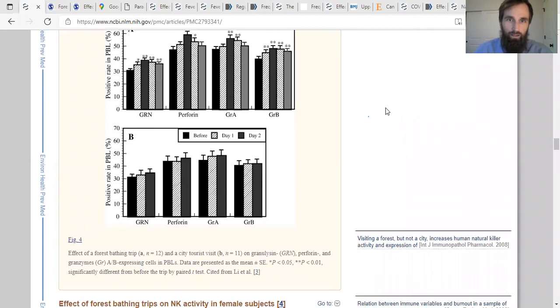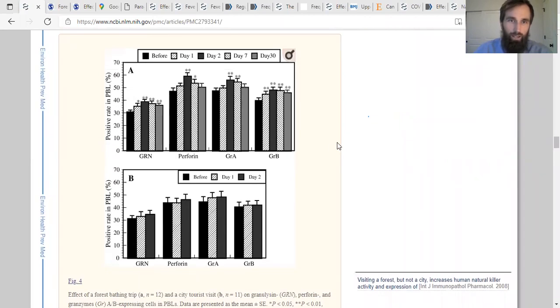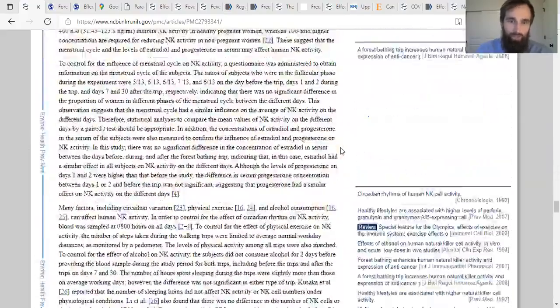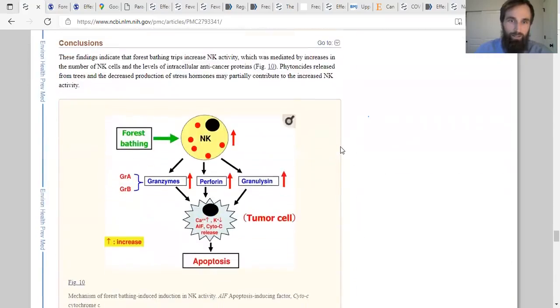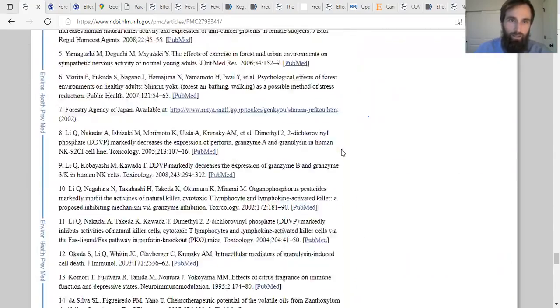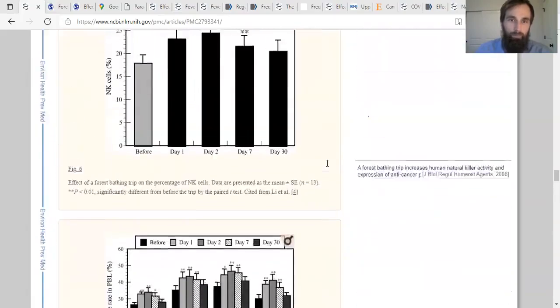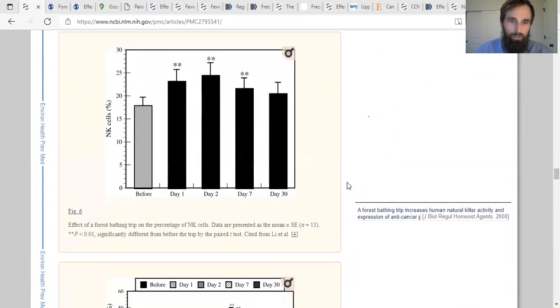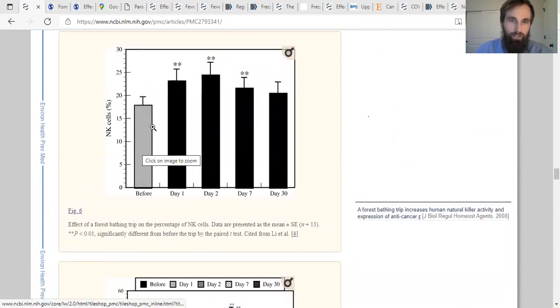So here we get so many graphs here with the data. This is what I was going to show you here. We have the before, we have day 1, day 2, day 7, day 30. So you can see day 1, day 2, and at day 7, it's still elevated. Day 30, it's come down some, but still higher than initial.